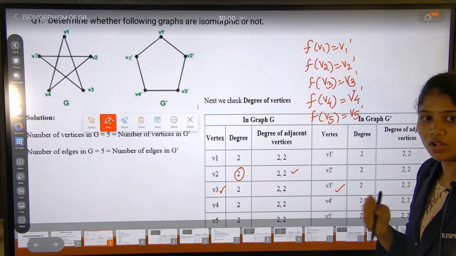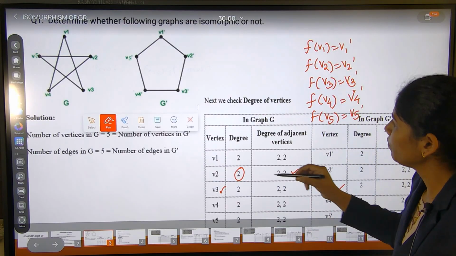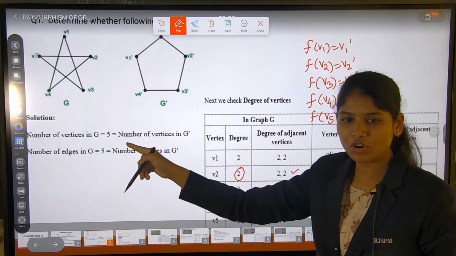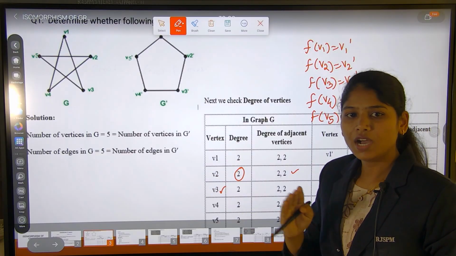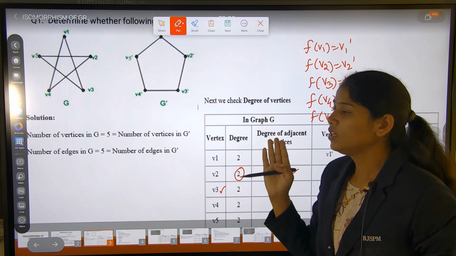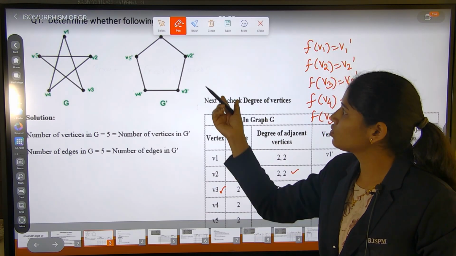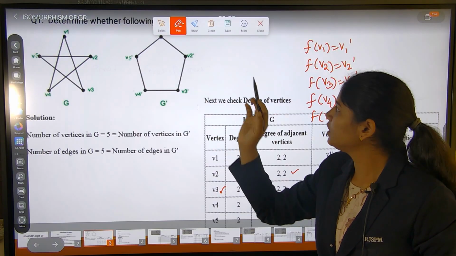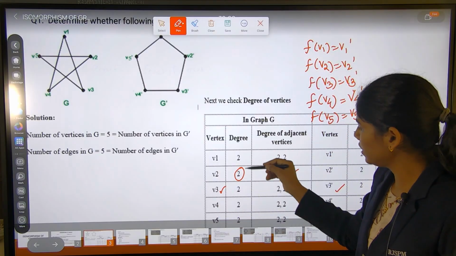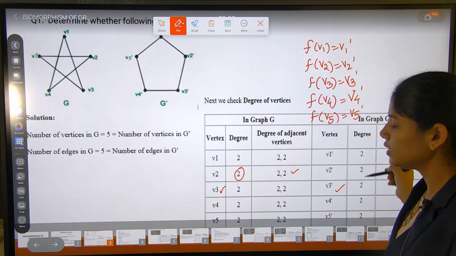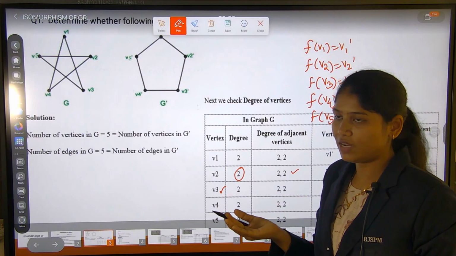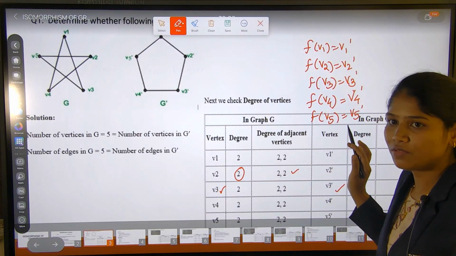Therefore, we get all the properties of isomorphism. First one, the number of vertices in G is equal to the number of vertices in G dash, and the number of edges in G is equal to the number of edges in G dash. Third one, the degree sequence is the same as the degree sequence of G dash. Then check the adjacent vertices, the degree of adjacent vertices.